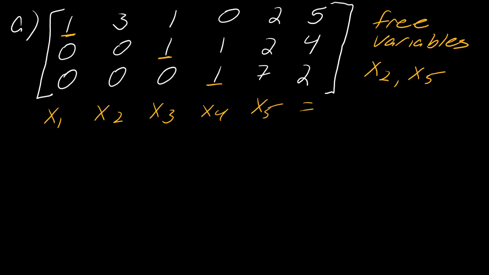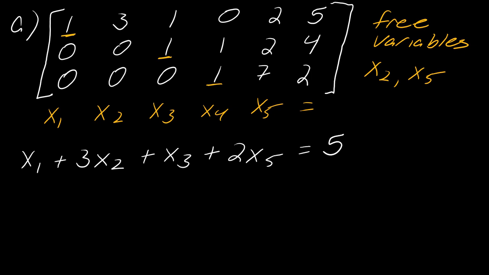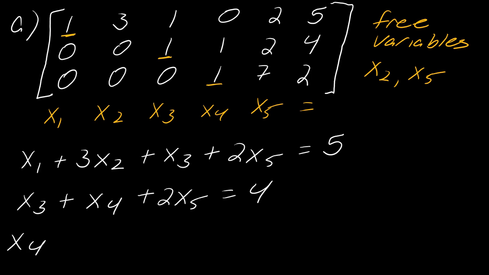Okay, so now the next thing you're going to want to do is write out what each one of these equations is. I'm just going to start from the top. So this is going to be x1 plus 3x2 plus x3 plus 2x5 equals 5. The next one is x3 plus x4 plus 2x5 equals 4. And then we have x4 plus x5 equals 2.